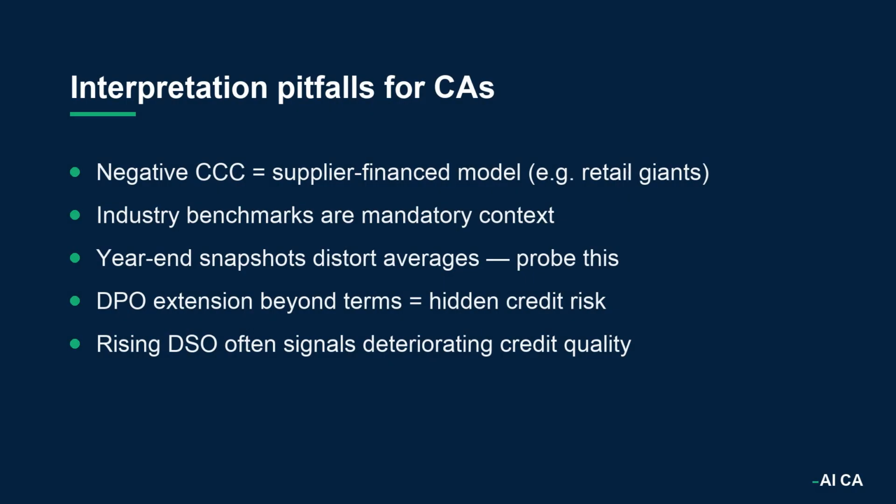Now for the interpretation nuances that separate a CA from a spreadsheet. First, industry context is everything. Amazon's retail business famously runs a negative CCC. It collects cash from customers before it pays suppliers, meaning the business is supplier financed. Contrast that with a construction firm or an aircraft manufacturer, where CCCs of 300 days or more are structurally normal. Cross-industry comparisons are almost meaningless without adjustment.